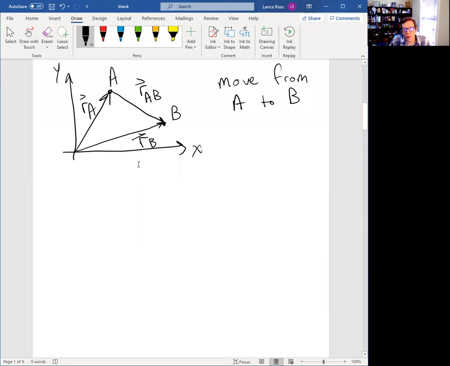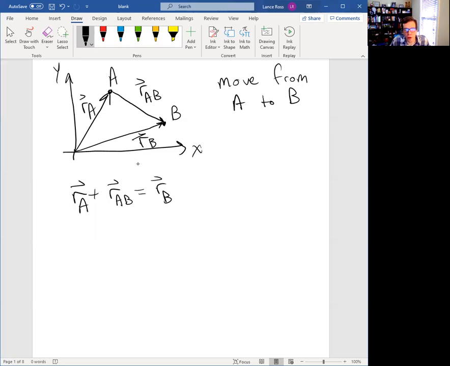We can use our graphical addition rules for vectors here. We know that we can place vectors tip to tail and add them up. So I can say that the position of A plus the displacement from A to B is equal to the position of B, right? If I start at the origin, I can go along vector A, and then I can go along vector AB and end up at point B. Or I can go directly from the origin to point B along vector B.